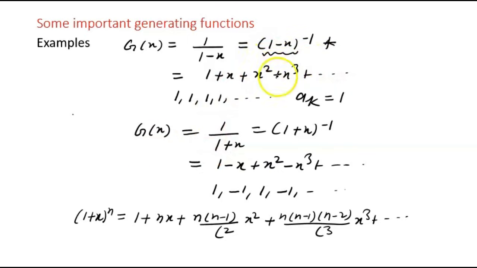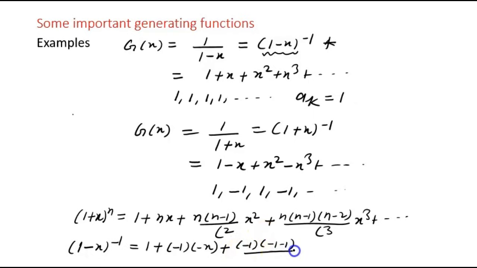So you can see clearly that if I have to write the expansion of (1 − x)^(−1), I will write 1 plus, with −1 in place of n, and in place of x we have −x, right? And then we will write the next term, that is (−1)(−1 − 1)/2! times (−x)², and then the next term will be (−1)(−1 − 1)(−1 − 2)/3! times (−x)³, and so on. The other terms will follow.